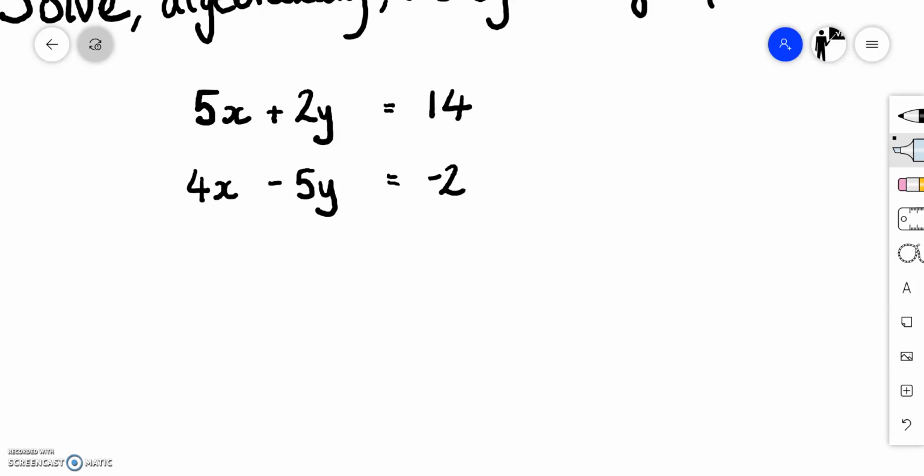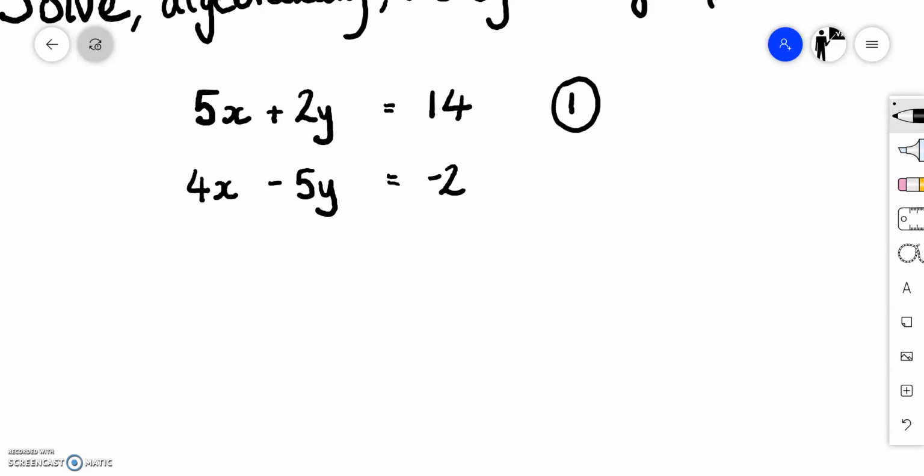What that means is we're going to choose one of our variables, either x or y, and choose to eliminate them by doing some scaling. So in this problem I'm going to choose to eliminate y. So I'm going to look at the numbers in front of the y's here. I've got a 2 and a negative 5. Those numbers are not the same. In order to be able to eliminate, we need the numbers to be the same. So what we can do is we can scale each equation up to make sure we get the same number.